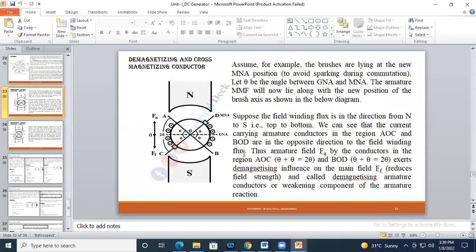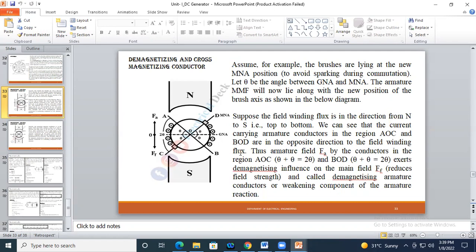Today we will discuss the most important point in case of electrical machine, that is the commutation process. Before discussing today's point, we will discuss the point covered in the previous lecture, that is demagnetizing and cross magnetizing ampere conductor. What is meant by demagnetizing conductor?